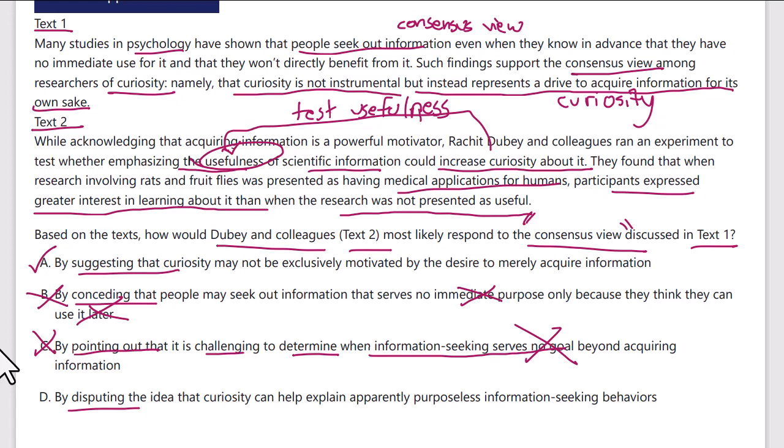So they are disputing, that part is correct. They would dispute that curiosity can help explain purposeless information seeking behaviors. No, this would say our study helped explain text one and supported it, that we can tell why we're curious about meaningless things for its own sake only. That's the opposite idea, that's wrong. A is the right answer, okay?